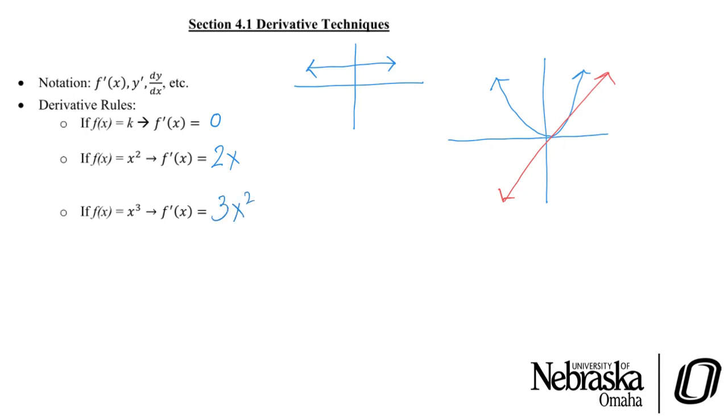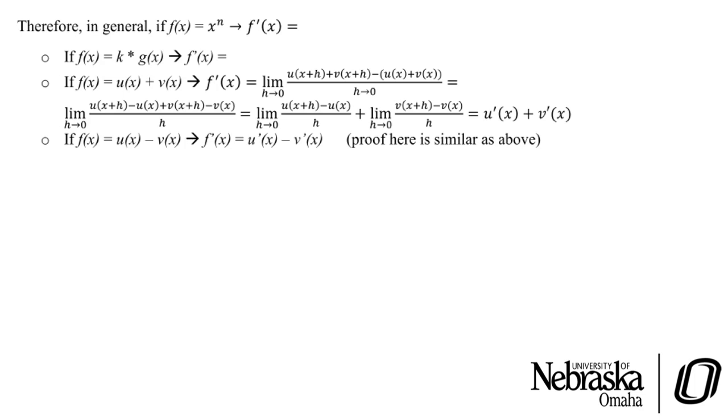squared. And we could continue this if we wish. F of x equals x to the fourth. Then the derivative would be equal to 4x cubed. Okay, so in general, if we have f of x equals x to the n power, then the derivative is equal to nx to the n minus 1.